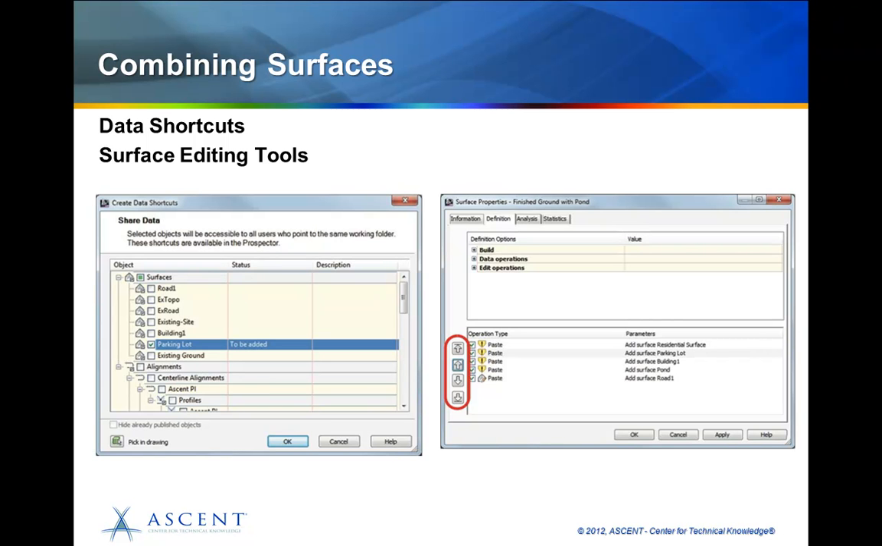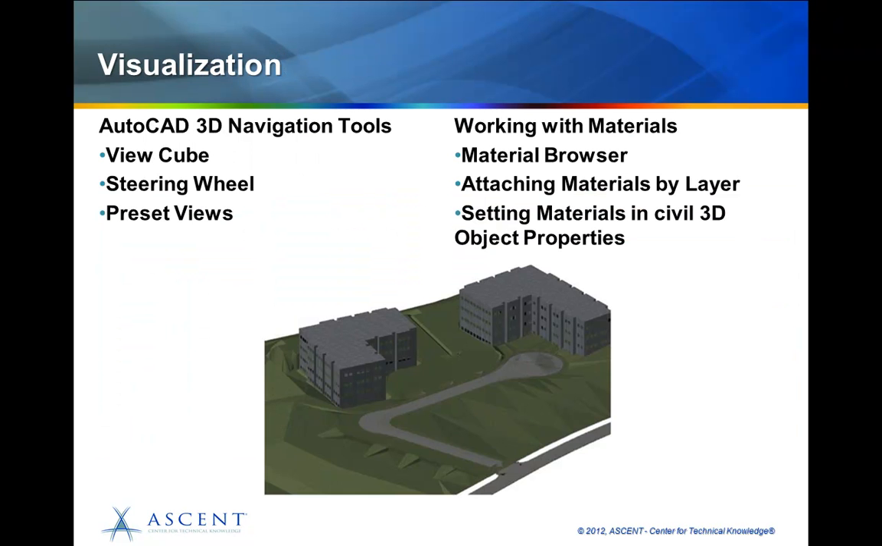And then we talk a little bit about visualization. And so we get into the visualization tools, looking at the model in 3D, using the view cube and the steering wheel to zoom around the model, and then setting preset views. We also talk about adding materials to your drawing. So if it's a Civil 3D object, we talk about adding materials to a Civil 3D object.